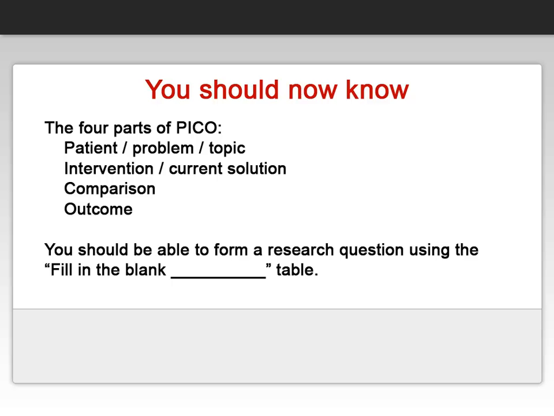First, the 4 parts of PICO. They are patient, problem, or topic. The I is intervention or current solution. C is what we are comparing against. And O is what is going to be the outcome. You should also be able to form a research question using the fill-in-the-blank table.